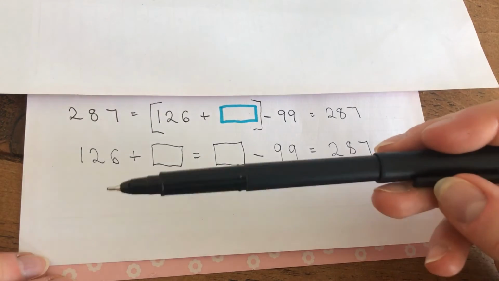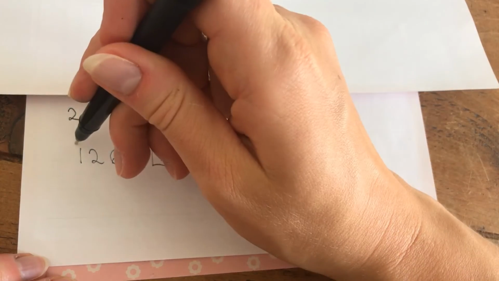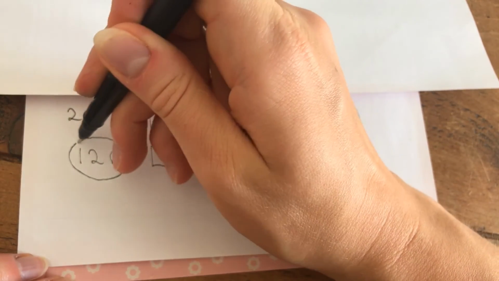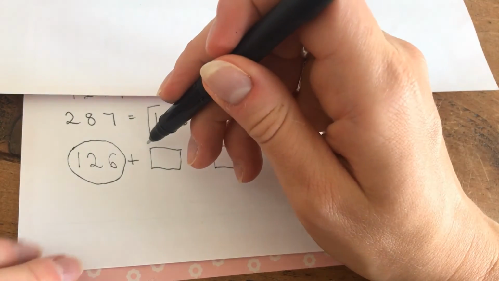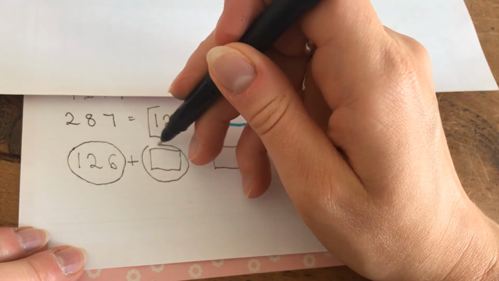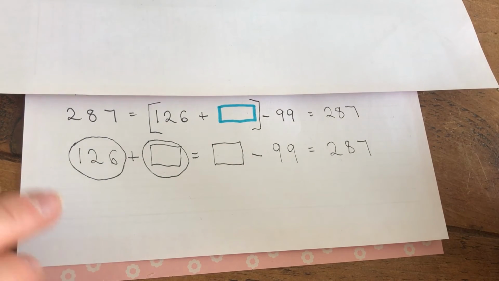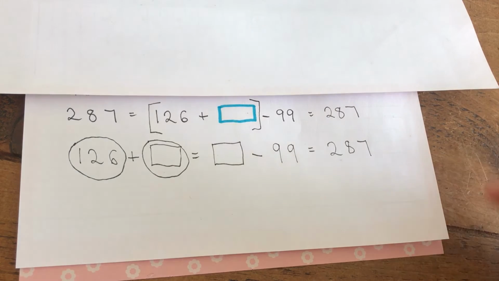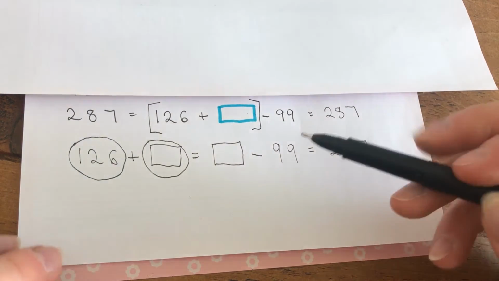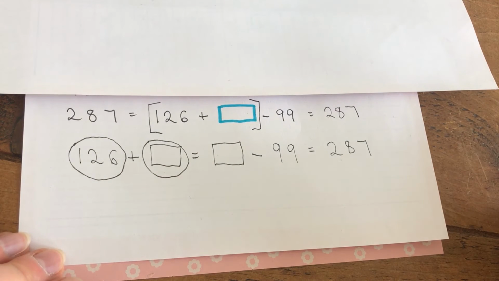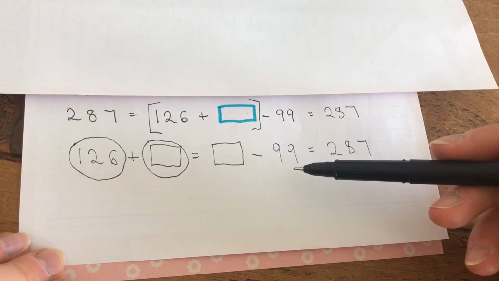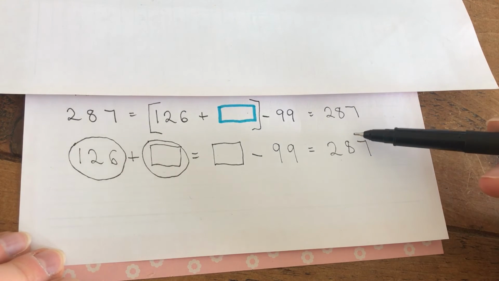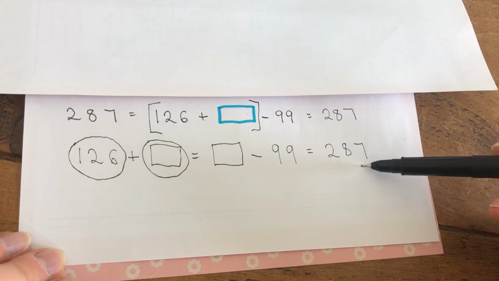So if I had 2 bags of sweets, in one bag there's 126, and in another bag I don't know how many there are yet. So I know there's 126 in one of them, but I don't know the other one. Now that gives me a total number of sweets. But if I ate 99 of them, that would be lovely, wouldn't it? If I ate 99 of the sweets, I'm left with this as my total.